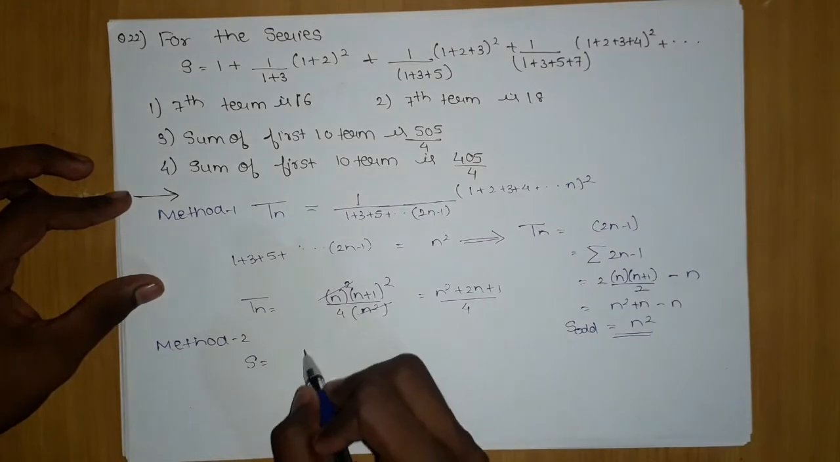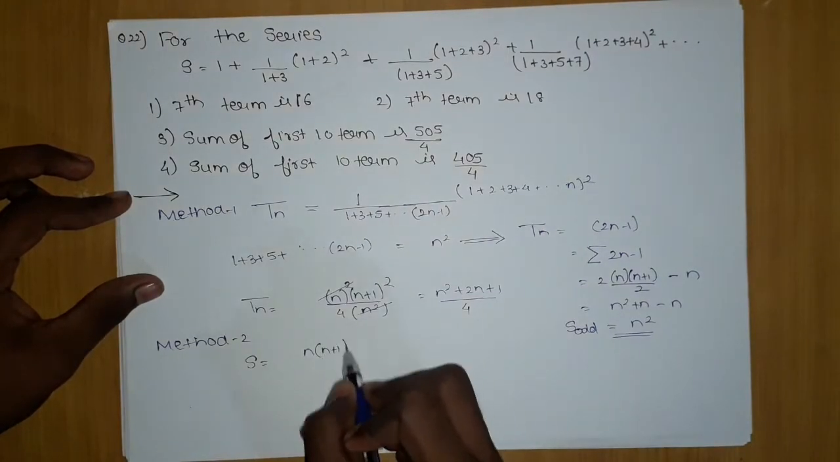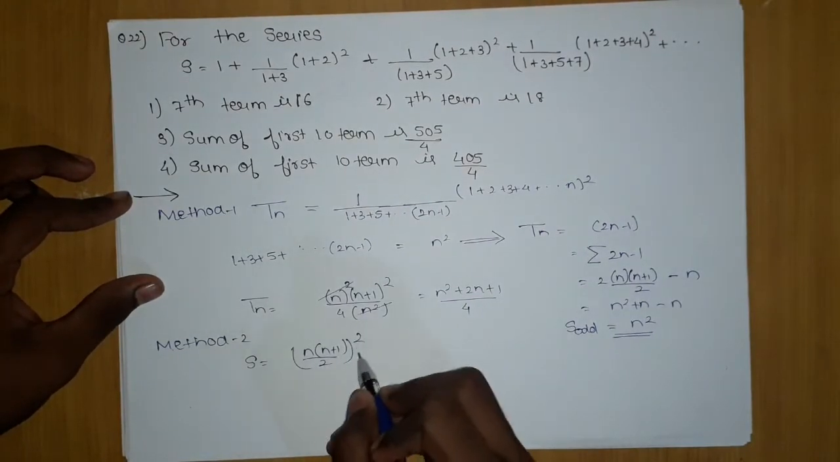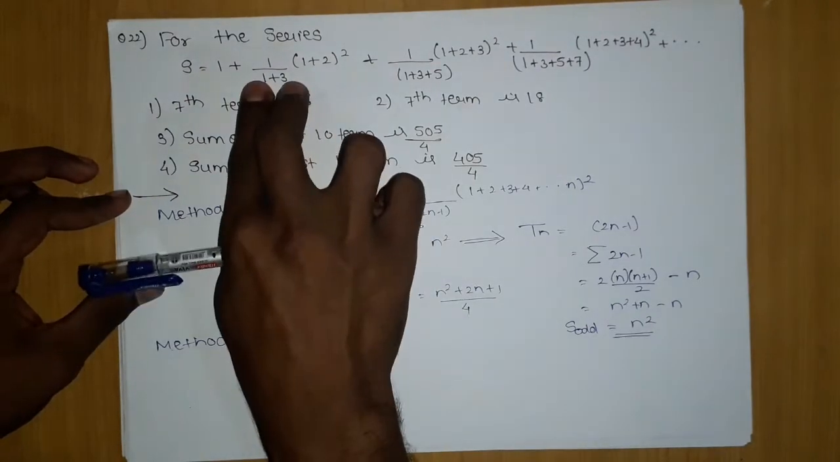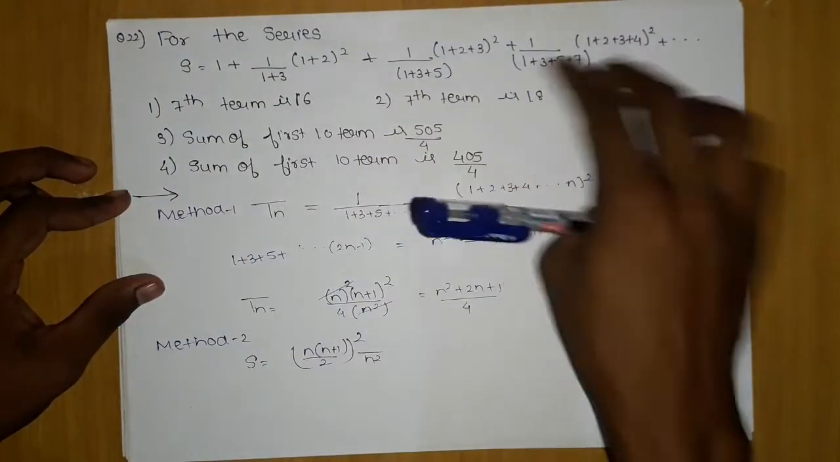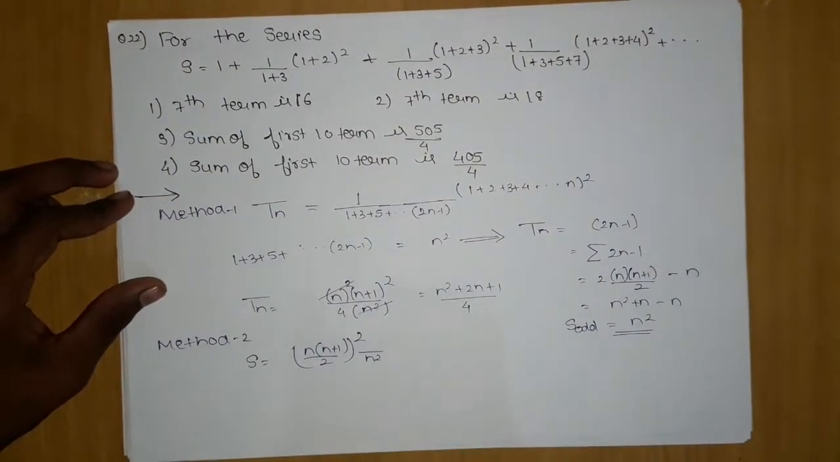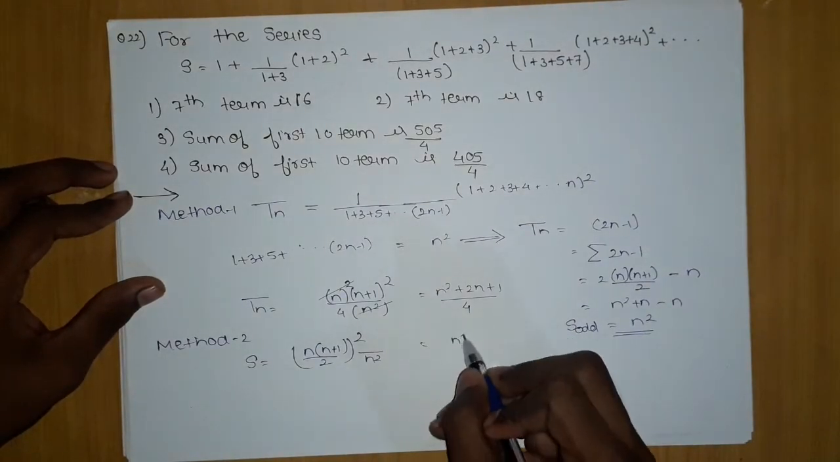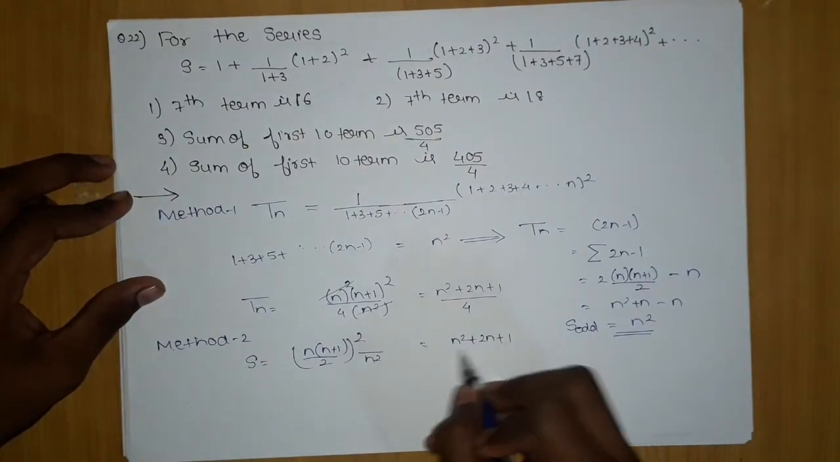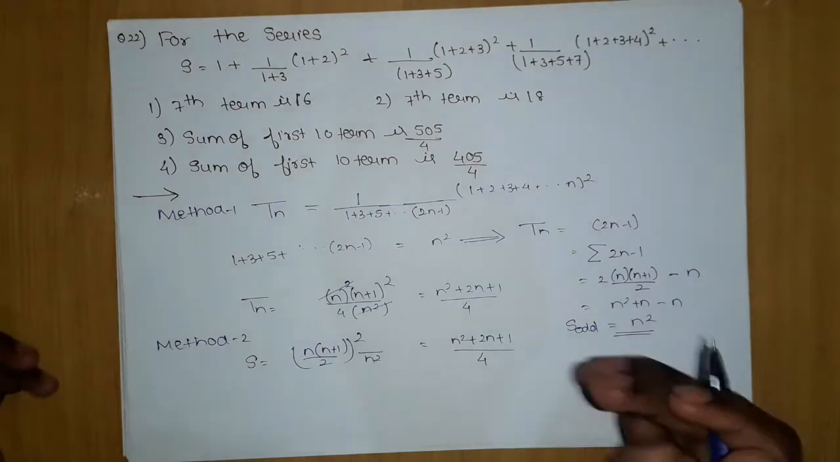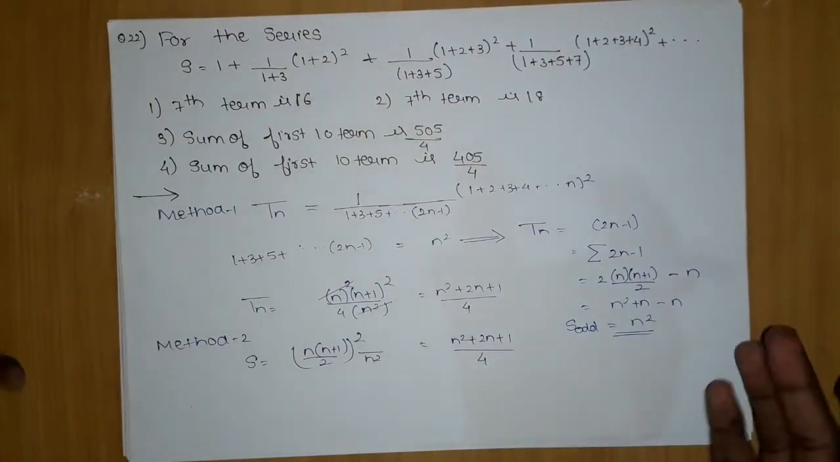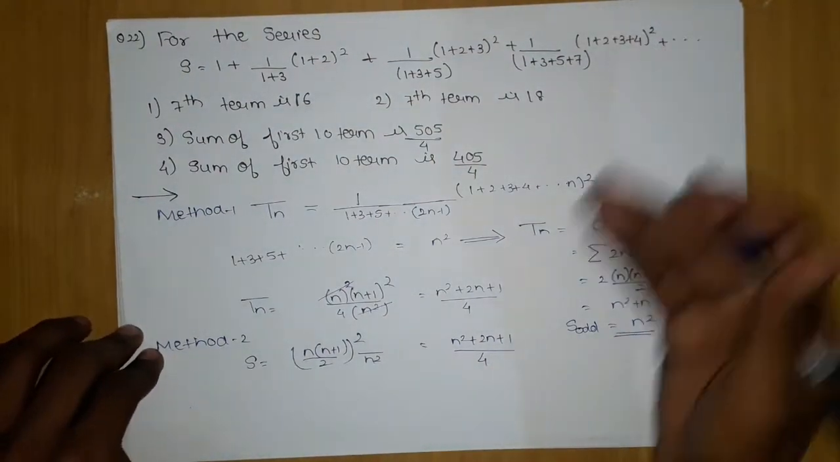So can I directly write it? It is n into n plus 1 by 2 the whole square upon n square. What you observe in the pattern, here it is 4, here it is forming 9, here it is forming 16. So the nth will be n square only. So you will again get n square plus 2n plus 1. So don't get surprised. The method just changes, but the final thing is the same. If you know this thing, then also not a problem.